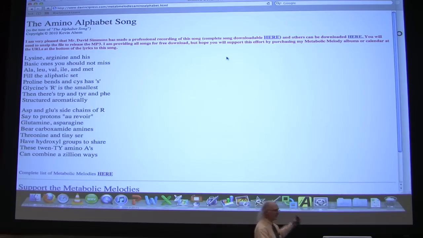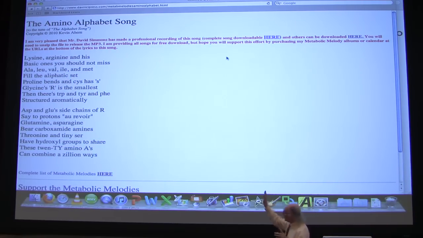Lysine, arginine, axis, basic one you should not miss. Aromatic set. Lysine tar is the smallest. Then there's terp and tire and phe, structured aromatically. Acid and glucide chains of bond, say to protons au revoir. Glutamine, asparagine, bear carboxyl amines. Amino tiny snare, have hydroxyl groups.